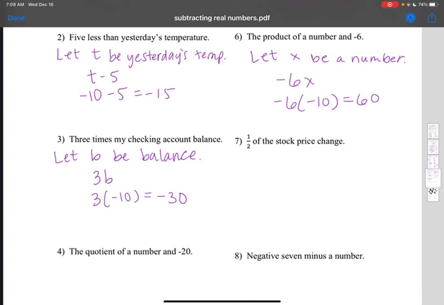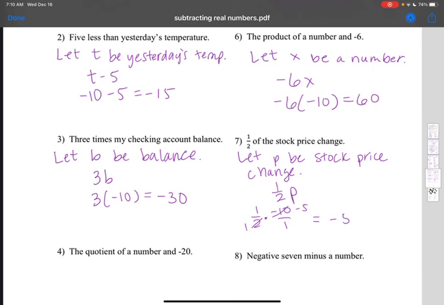Number 7, 1/2 of the stock price change. I'll just put P for price. So let P be stock price change. So half of it, so 1/2 times P is my expression. And then if I fill in a negative 10, for this one I'm going to show a little bit extra work. So 1/2 times, I'm going to put that negative 10 over 1, just so that you can see me reduce. So negative 10 over 2 is really a negative 5 over 1. So we get negative 5.